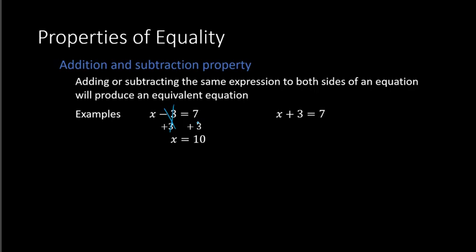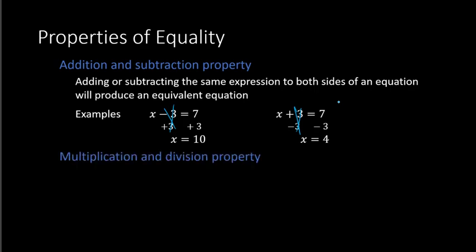Here we have x plus 3 equals 7. And to solve this equation, you would have to do the inverse of adding 3, which is subtract 3. So we can use our subtraction property by subtracting 3 from both sides of the equation. And when doing that, 3 minus 3 would cancel out, and you're left with x on the left side, and then 7 minus 3, which is 4, on the right side. So the solution would be x equals 4.